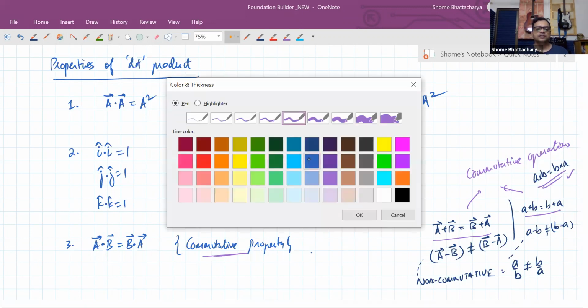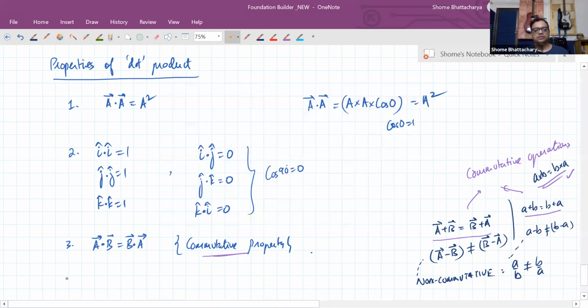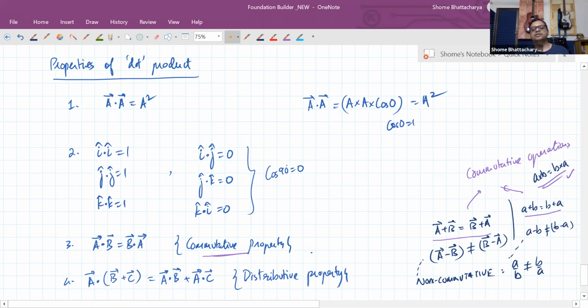Now just like that one, another important property is that A dot product with B plus C can be solved as A dot B plus A dot C. And this one is called the distributive property. You don't really need to remember these by name, that this is distributive, this is commutative. Just need to understand these properties when you are applying them in numerical situations.